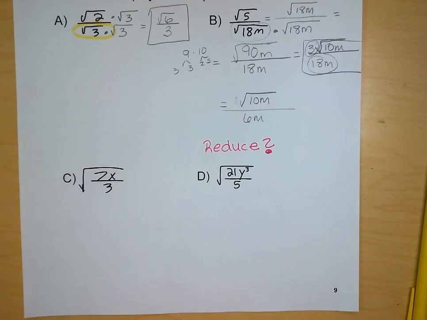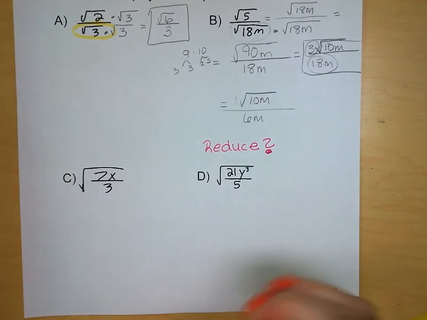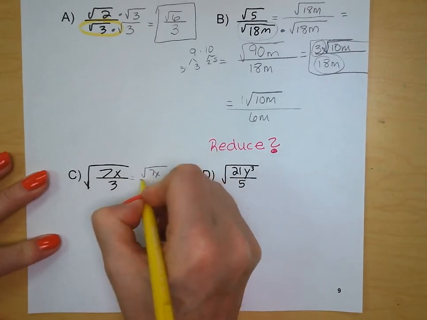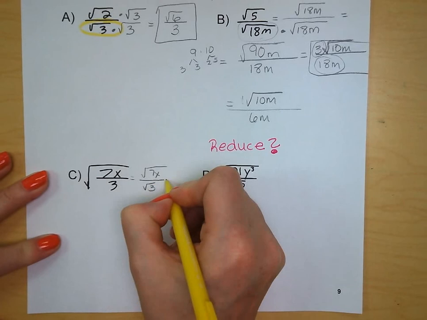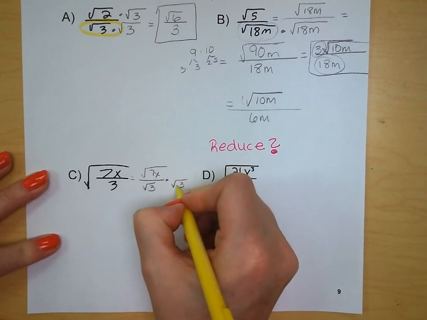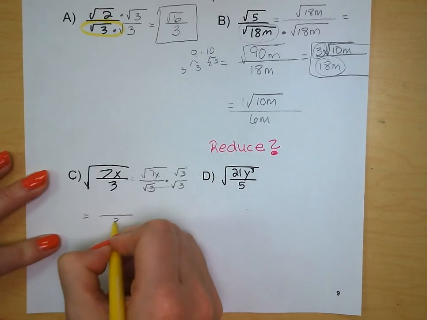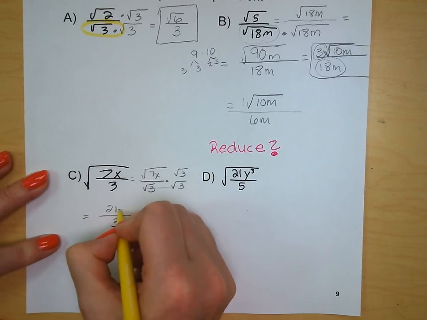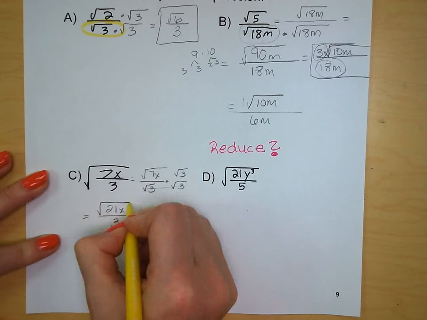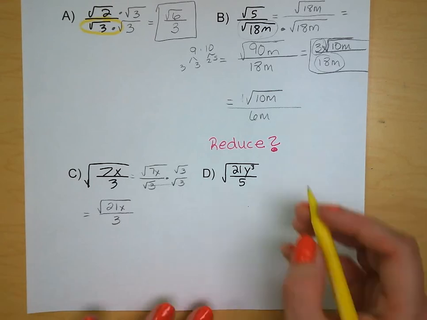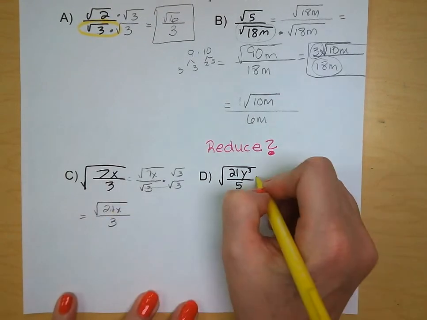Letter C, we've got the square root of 7x over 3. So we're using our rules. We split that square root of 7x over the square root of 3. So now we just need to multiply both the numerator and denominator by the square root of 3. And we're going to get the square root of 21x over 3. And that's as reduced as we can do because we've got 2 primes in our numerator, and that's as good as we can get.